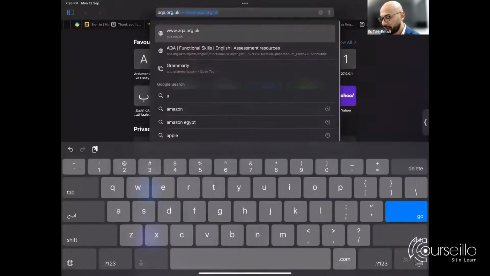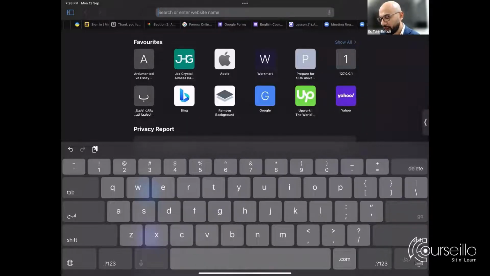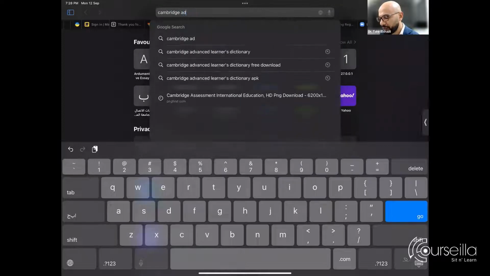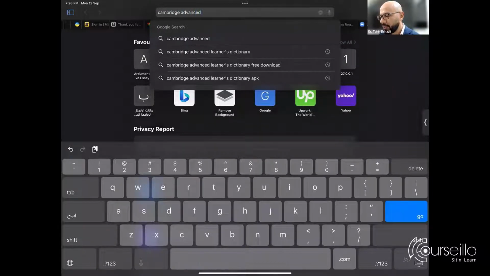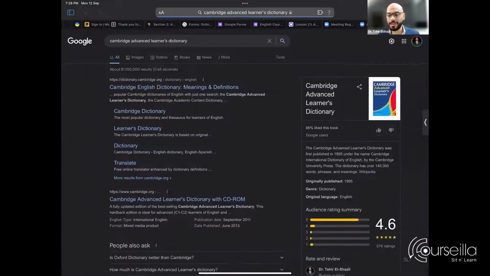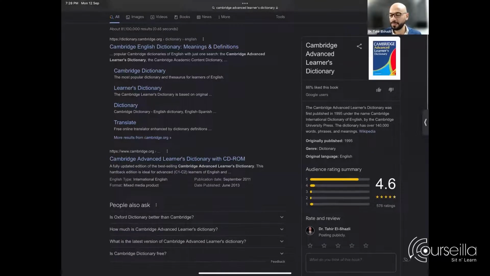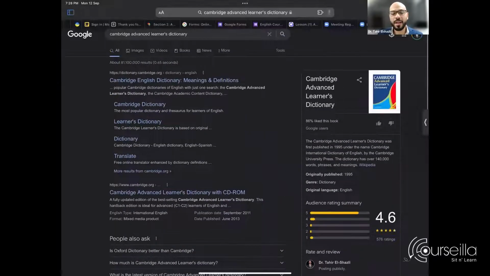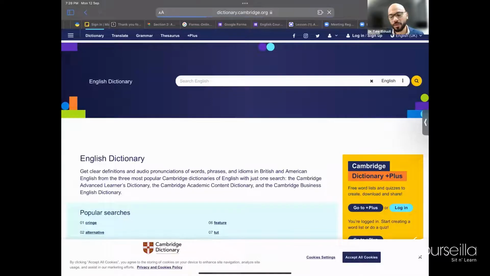The dictionary again, take a screenshot. I'm writing it here: Cambridge Advanced Learner's Dictionary, 4th edition. It's available for Android, available for iPhone. Of course it looks like I'm doing an advertisement, but it's a very successful one. Available for free, whether you use it as a website or download it as an application.